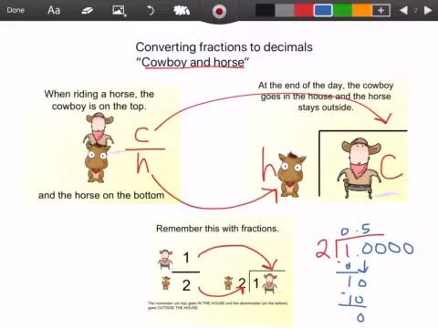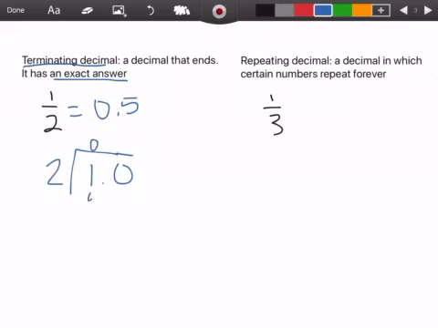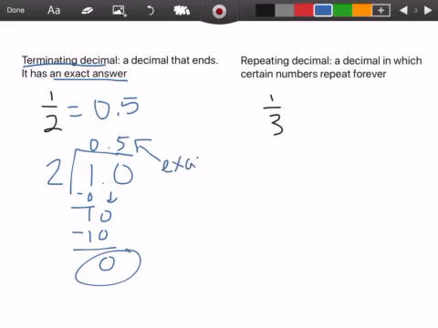Now, this example is what we call a terminating decimal. Okay, terminating means it stops. It has an end. It has an exact answer. So we just divided this and got 0.5. Right? We had, oops, I messed that up. Cowboy and horse, there we go. We didn't have to keep adding zeros to solve this problem. We needed 1 0, but then my answer, I subtracted and I got 0 down here, so this is my exact answer.